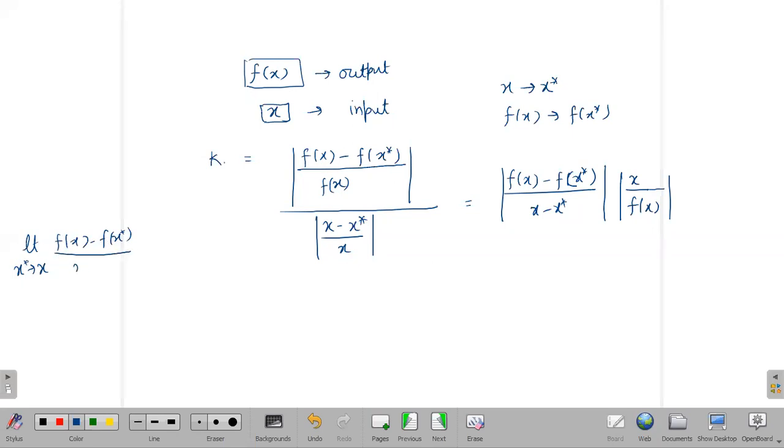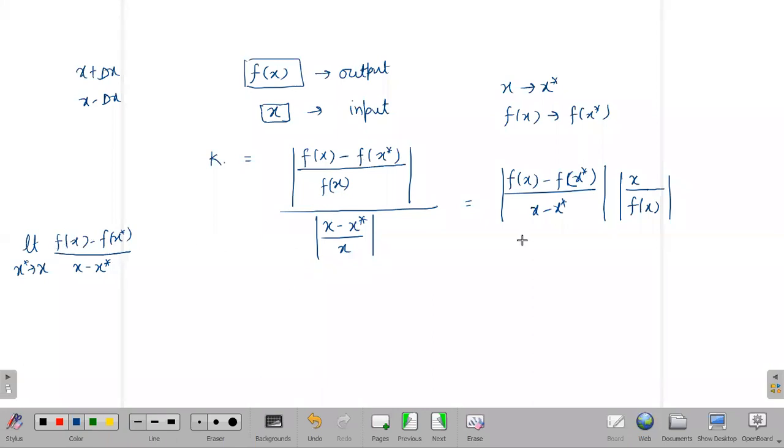Student: Ma'am, yes ma'am, what are x star and f of x star? Teacher: f of x is our original value, and if I take a little bit of change in x to x star, my original value was x and I'm changing it to x star. It can be x plus delta x, it can be x minus delta x also. I'm changing x to x star here. That is a change in the input, and the corresponding change will come in the output also. So f of x is our original value, f of x star is the changed value.